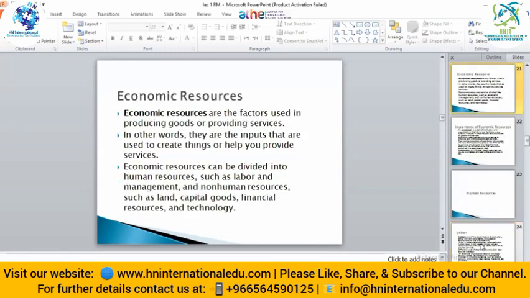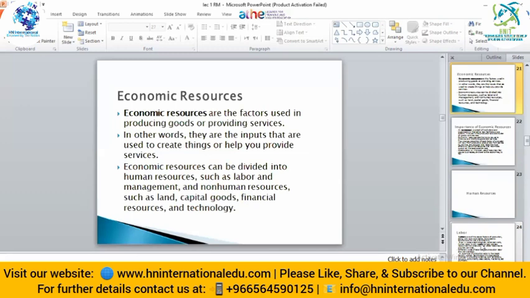Now, what are the economic resources? We have discussed the resources, how we can manage those resources, the techniques of managing them, and we have studied the benefits of resource management. Now we will discuss the economic resources.